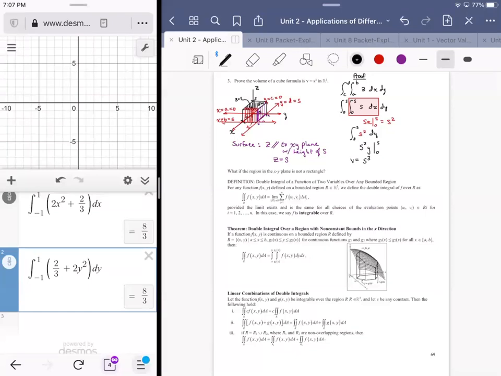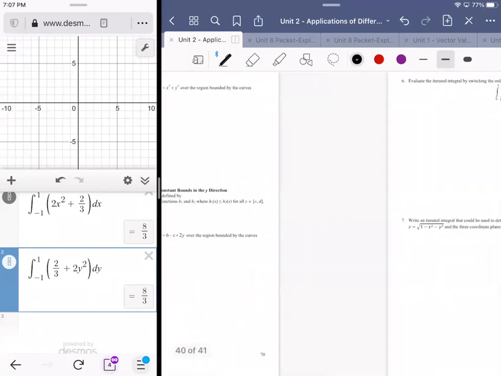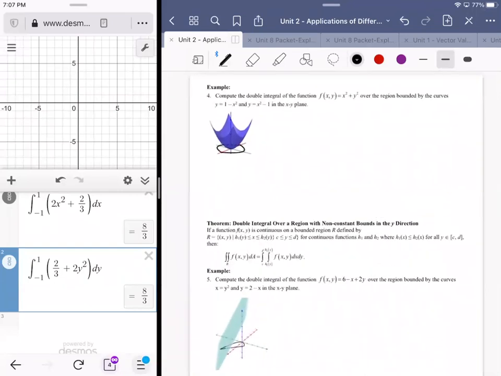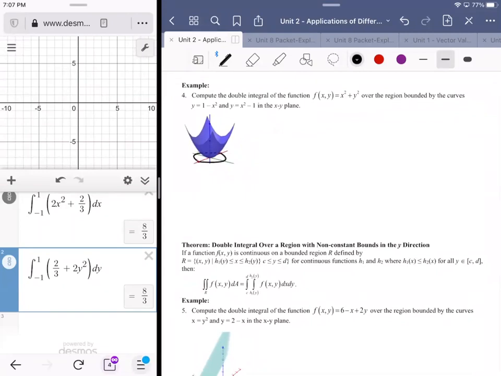Now the linear combination stuff, I think, is in the neighborhood of self-explanatory. If you just read those, you look at it and say, oh, okay, that sort of makes sense. But it'll come through in the examples. So number 4, compute the double integral of the function over the region bounded by the curves y equals 1 minus x squared and y equals x squared minus 1 in the xy plane.